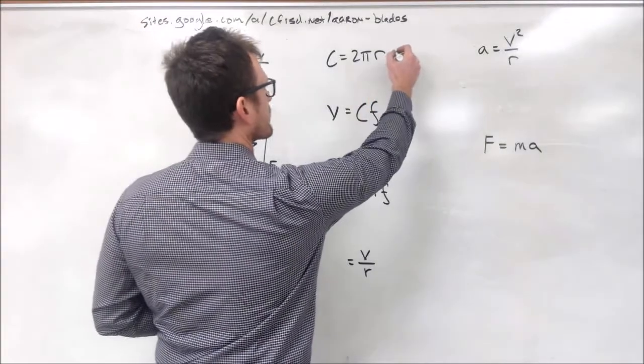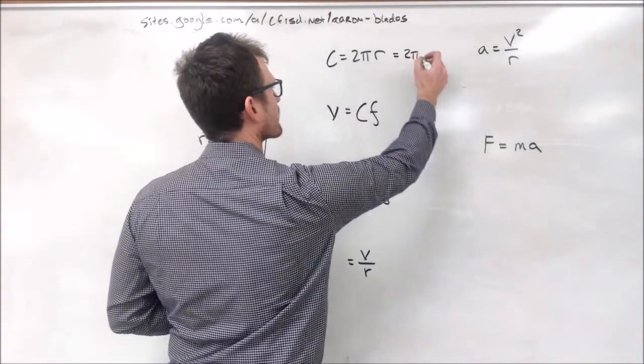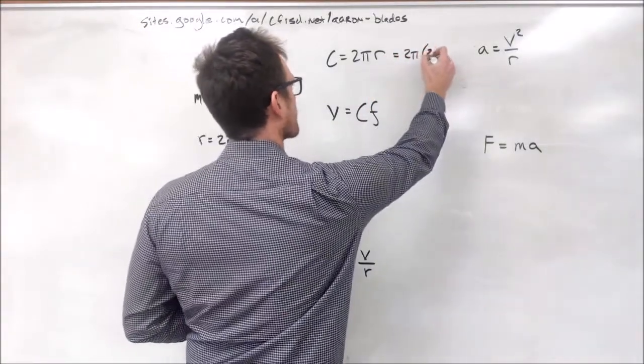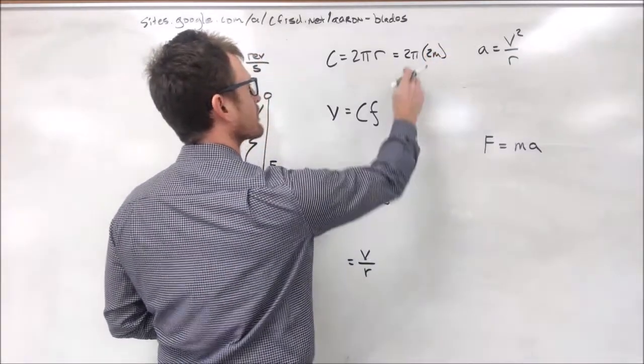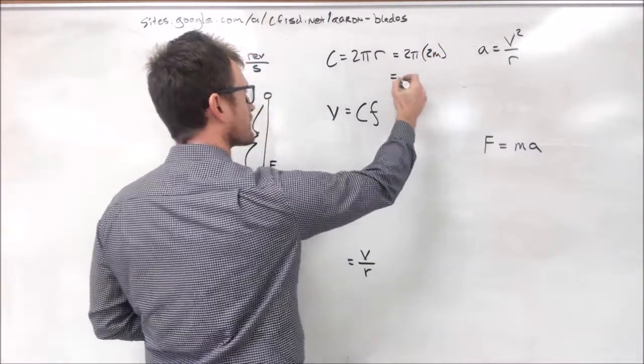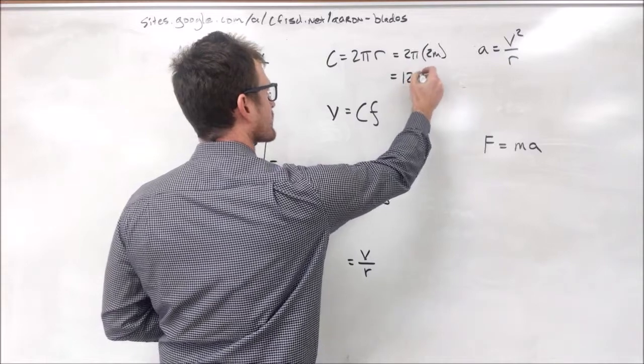Now, our circumference is calculated 2 pi times r. We know our radius, which is 2 meters, so 2 pi times 2 meters gives us 12.57 meters.